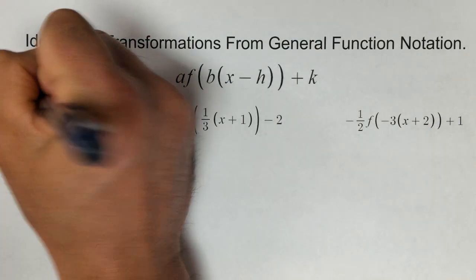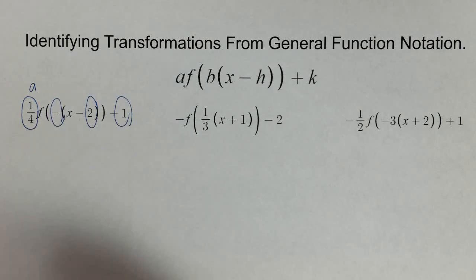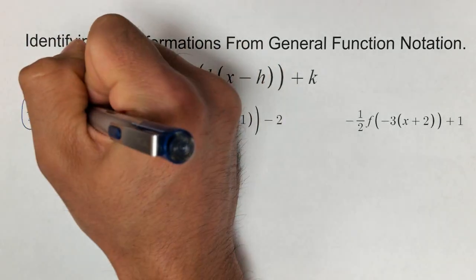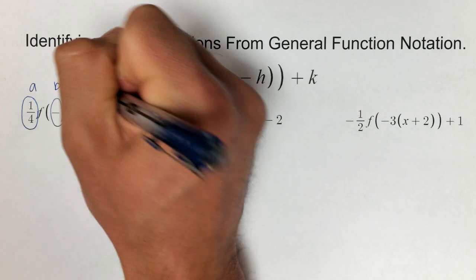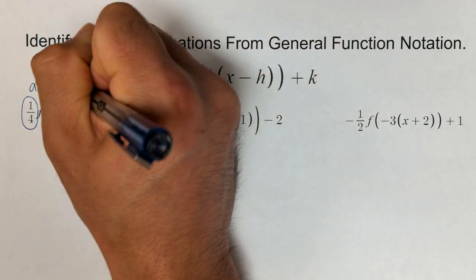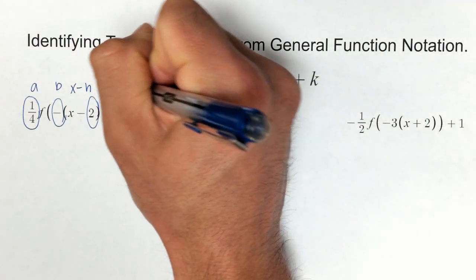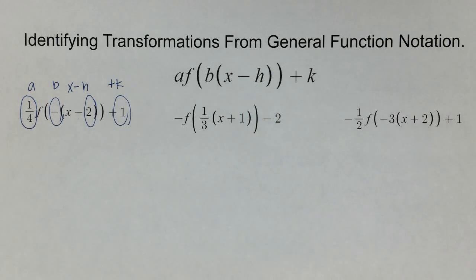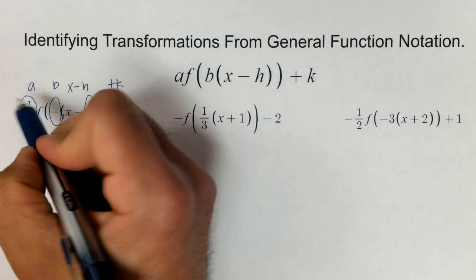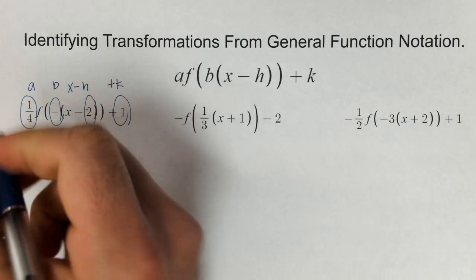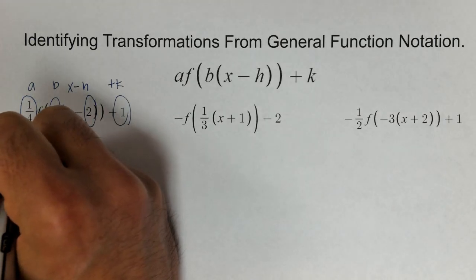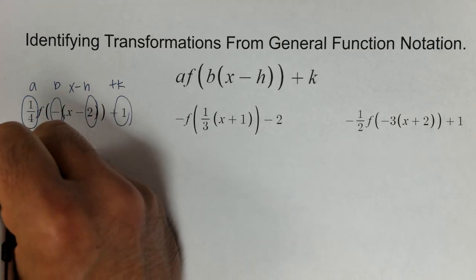Well, I know a is going to exist in front of the function. B is going to be on the inside. H is going to be with k, right? We have x minus h, and then we have a plus k at the end. So whatever function this is, I know that a is 1/4. So this tells me this is a vertical compression.